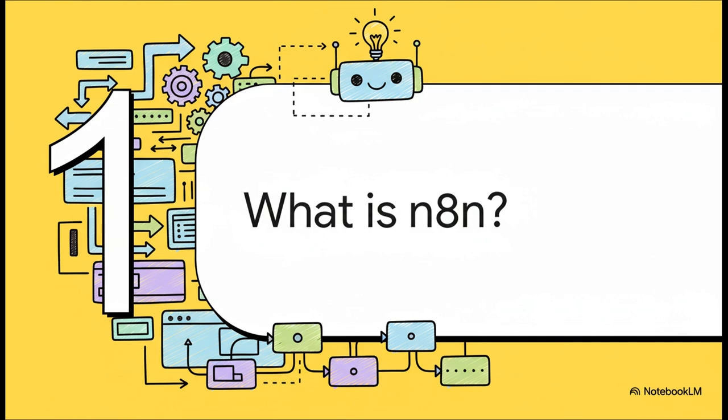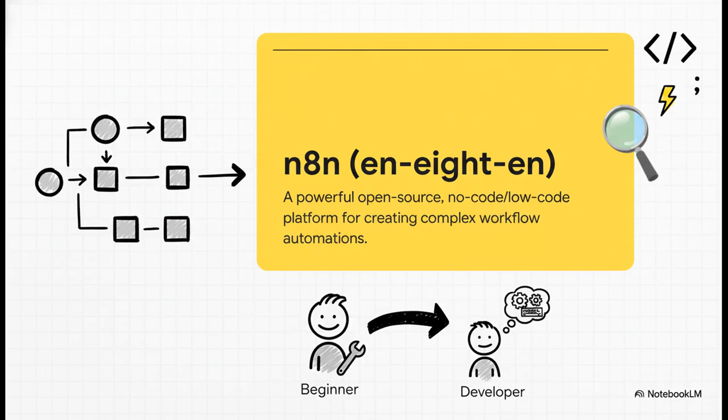Okay, so the magic ingredient here is a tool called N8N. Now, if you've never heard of it, think of it as a super powerful platform for making different apps and services talk to each other. It's basically the engine that's going to run our entire AI assistant. And here's what's so cool about N8N. And by the way, it's pronounced N8N.